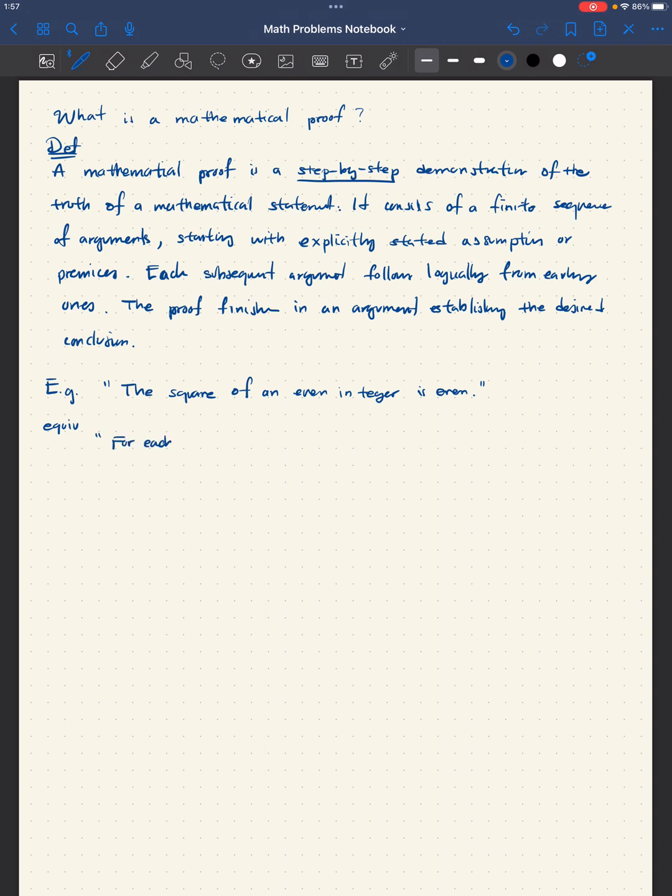For each integer x, if x is even, then x squared is even. So now we're just using additionally some variables and some mathematical notation to help us in the process. Okay, so how do we start? Well, this will be the proof.